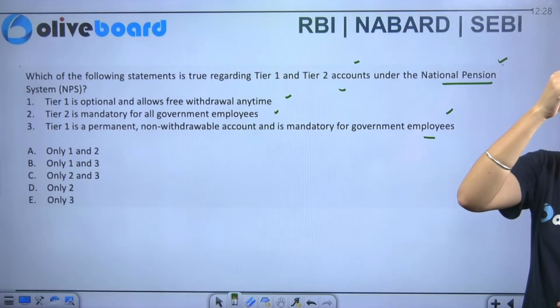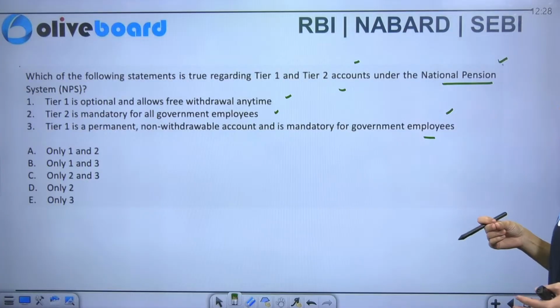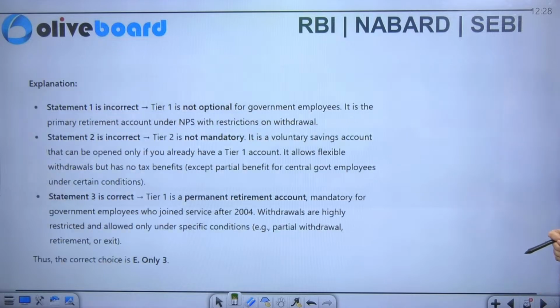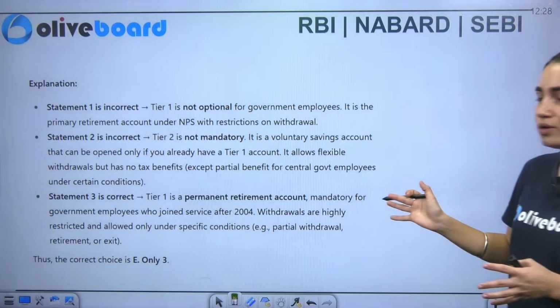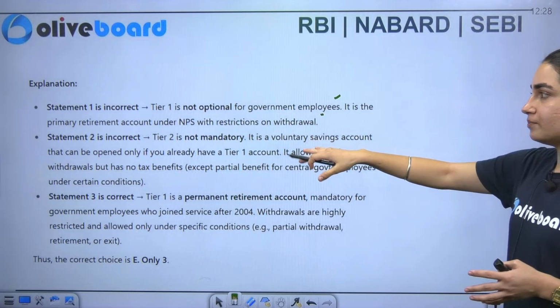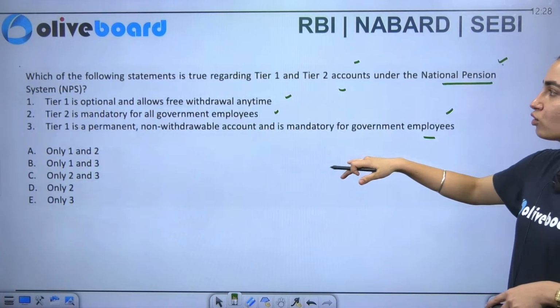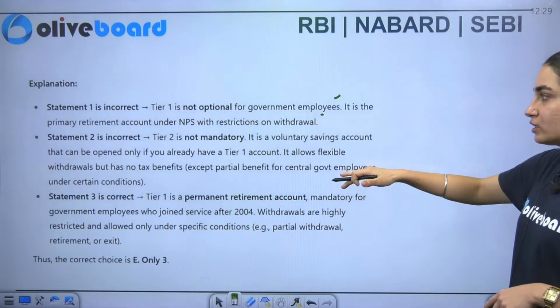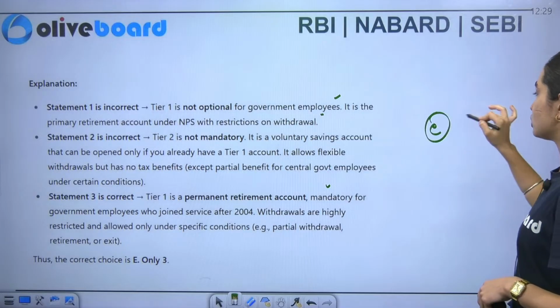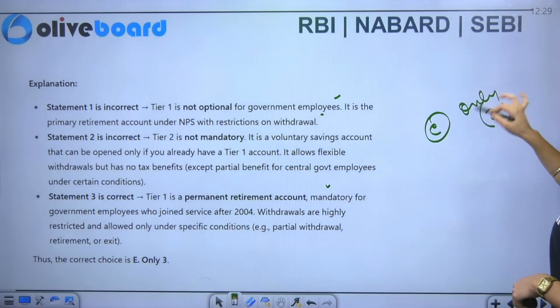Aditi says only 3. Okay, what about other individuals? Akshay says E. Alright, so here the correct answer is E only, which is only 3. The first option is incorrect, it's not optional. And if I talk about the second statement, it is claimed to be mandatory, but it is not. And this third option, basically E, that is only 3, is the correct answer.